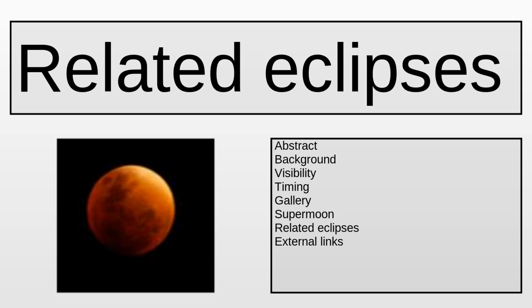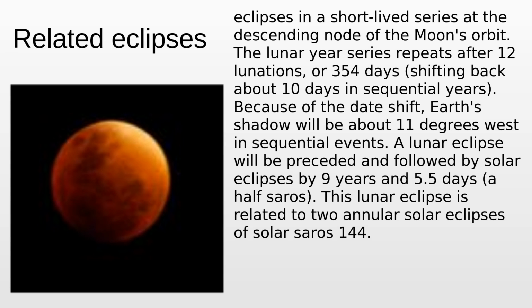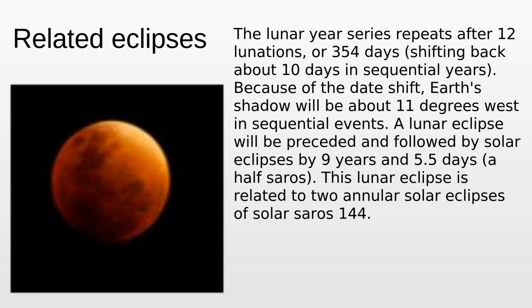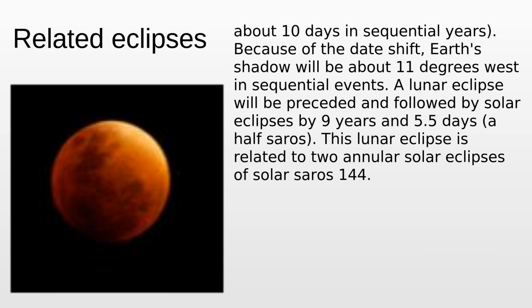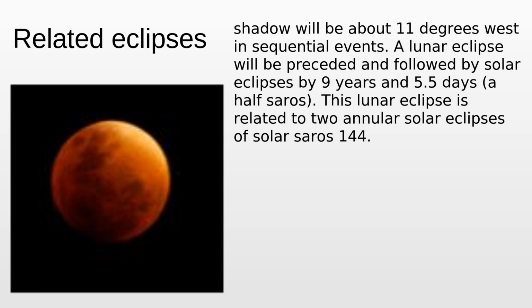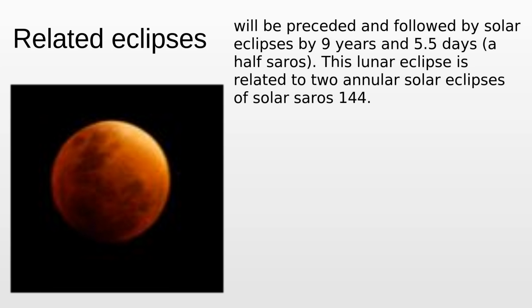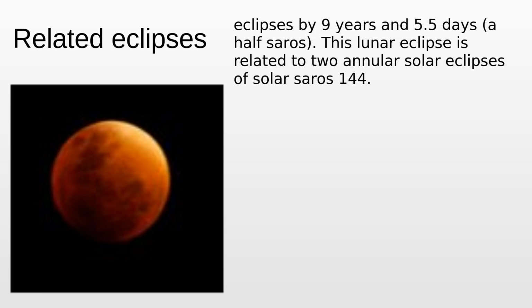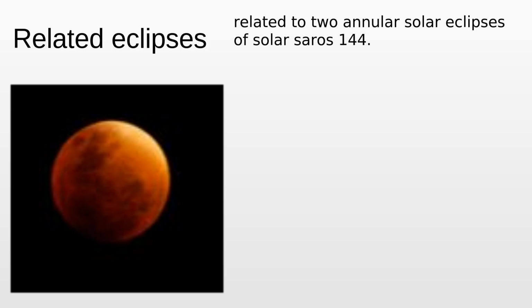Related eclipses. The eclipse was one of 4 lunar eclipses in a short-lived series at the descending node of the Moon's orbit. The lunar year series repeats after 12 lunations, or 354 days, shifting back about 10 days in sequential years. Because of the date shift, Earth's shadow will be about 11 degrees west in sequential events. A lunar eclipse will be preceded and followed by solar eclipses by 9 years and 5.5 days, a half Saros. This lunar eclipse is related to 2 annular solar eclipses of solar Saros 144.